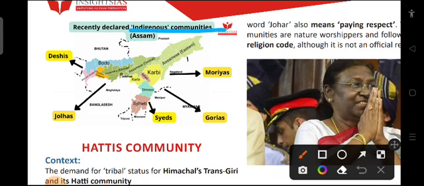Recently declared indigenous communities in Assam: Deshis, Jolhas, Shayats, Gurias and Murias.